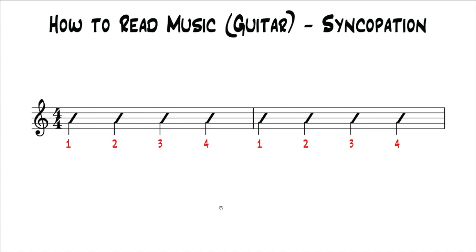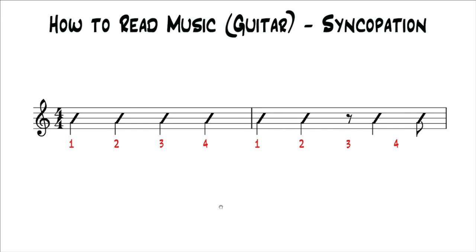But I could create syncopation in multiple ways. One way, I could do this. So now the first bar is still just regular, everything's falling on the beat. But here when we come to the third beat, I've added an 8th note rest and then a quarter note right after that 8th note rest. So this part right here is all syncopated.